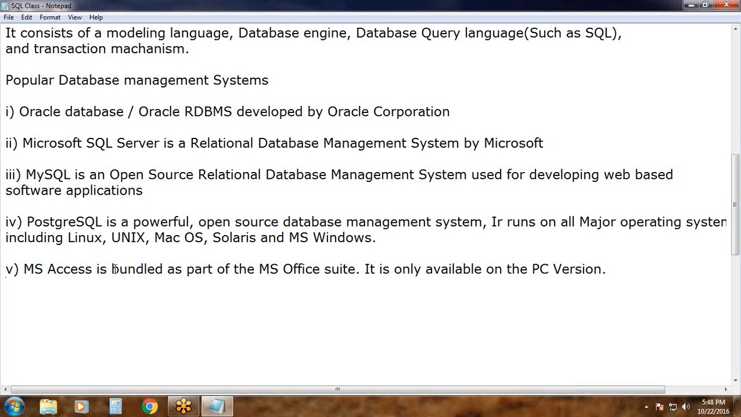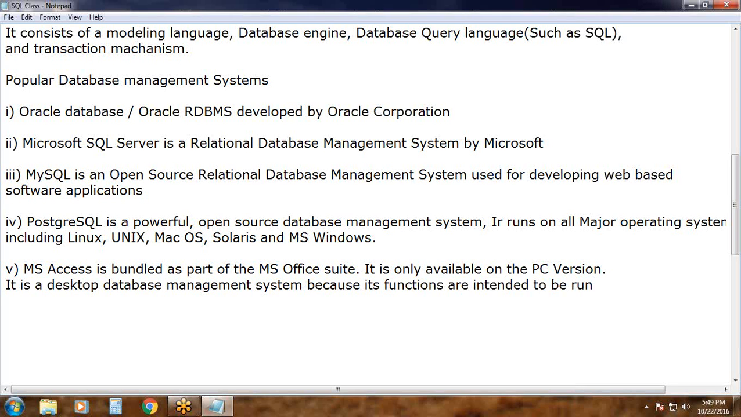It is a desktop database management system because its functions are intended to be run from a single computer.